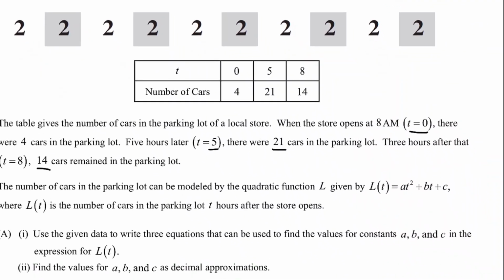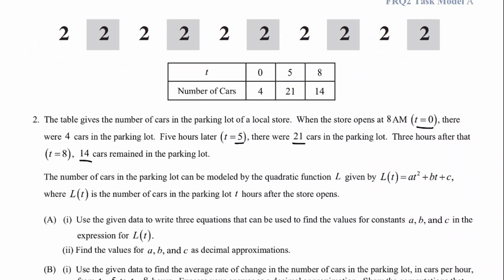It says the number of cars in the parking lot can be modeled by a quadratic function. So notice it says a quadratic function L given by L of t is equal to at squared plus bt plus c, where L of t is the number of cars in the parking lot t hours after the store opens. Use the given data to write 3 equations that can be used to find the values of a, b, c for the expression of L and t. So again, I want to take these numbers and plug them in for t. You're going to get 3 different equations.